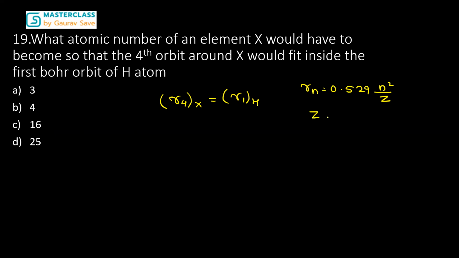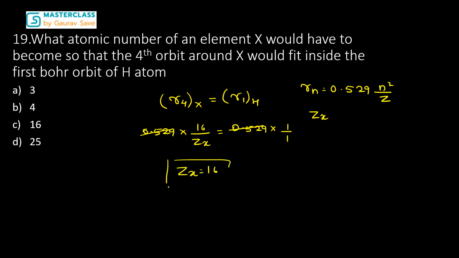Okay guys, now let's write down the formula. 0.529 into the square of 4, which is 16, upon the atomic number Z, is equal to 0.529 into 1 square, which is 1, upon the atomic number of H, which is 1. So 0.529 and 0.529 will get cancelled out, and Z of X will become equal to 16. So the correct answer is C.